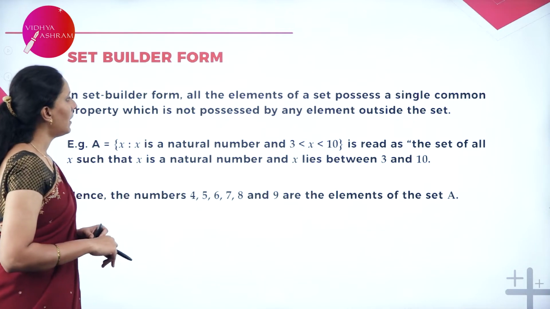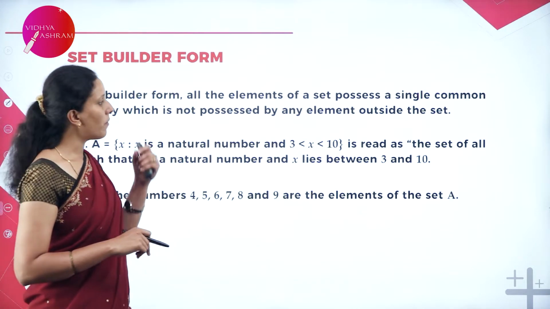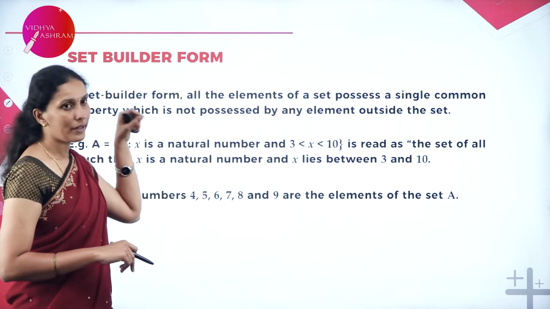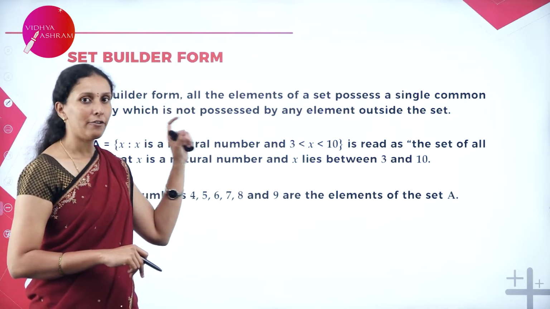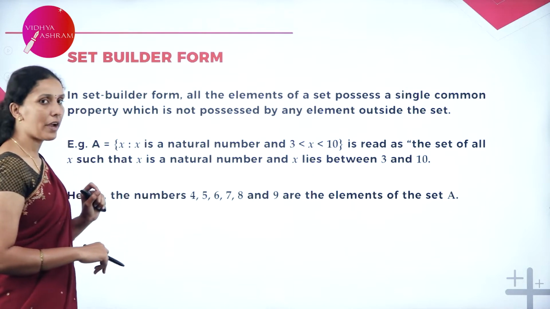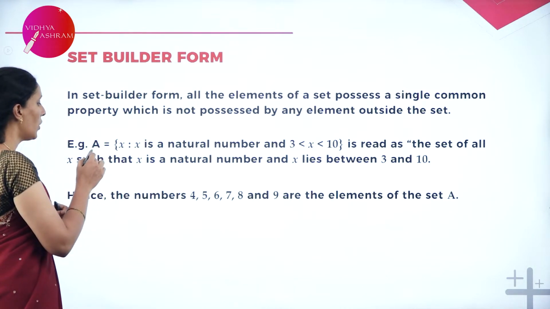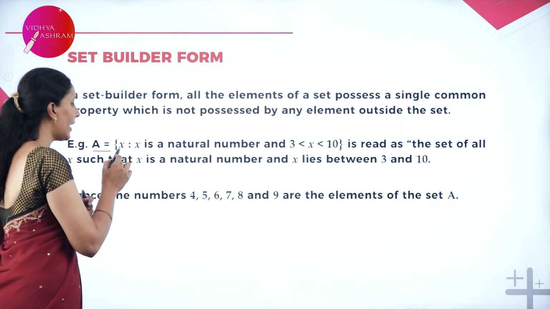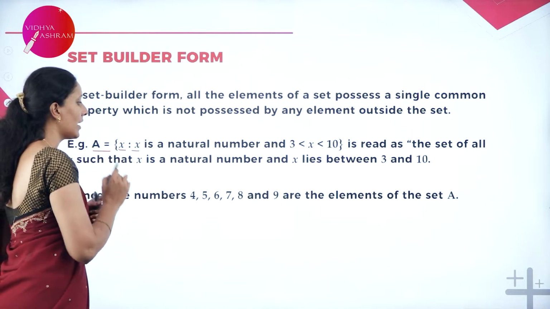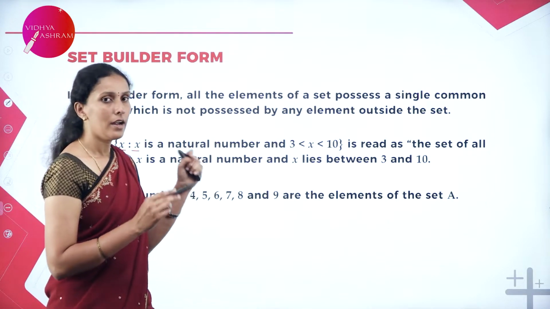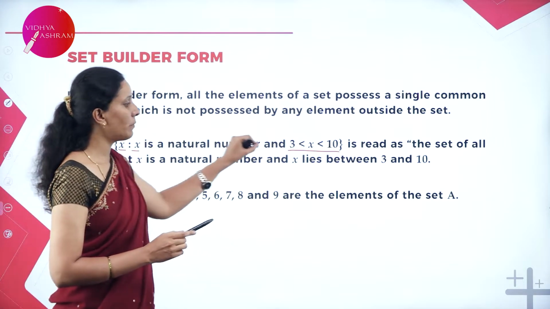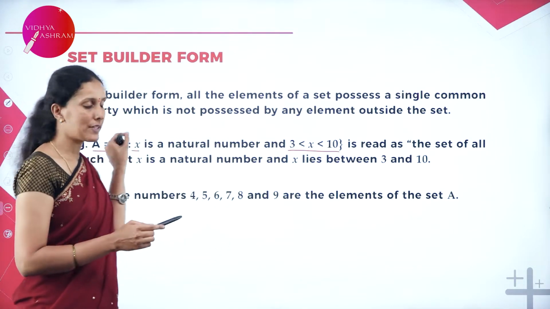Next, set builder form. In the set builder form, all the elements have a common property that can be described in a set form only. So how will we define it? Here an example is taken. We will denote the set with a capital letter. We will take A equal to x such that x is a natural number and x lies between 3 and 10. So this is how we will describe the property of the elements of the set A.